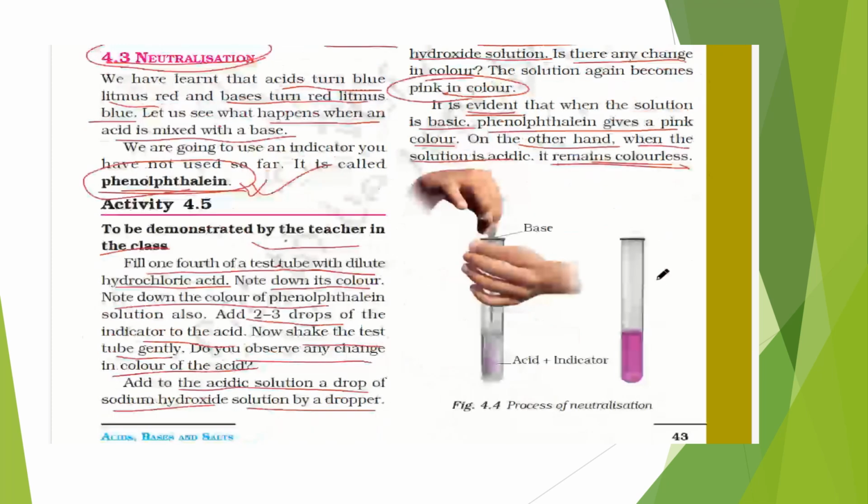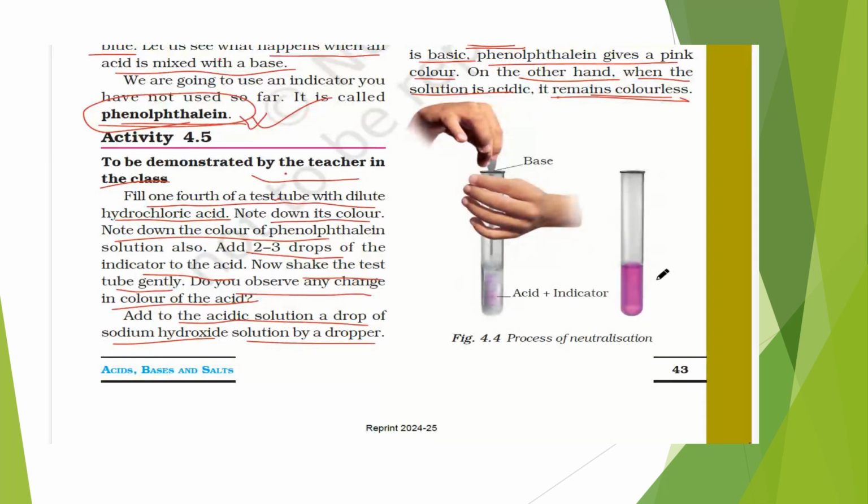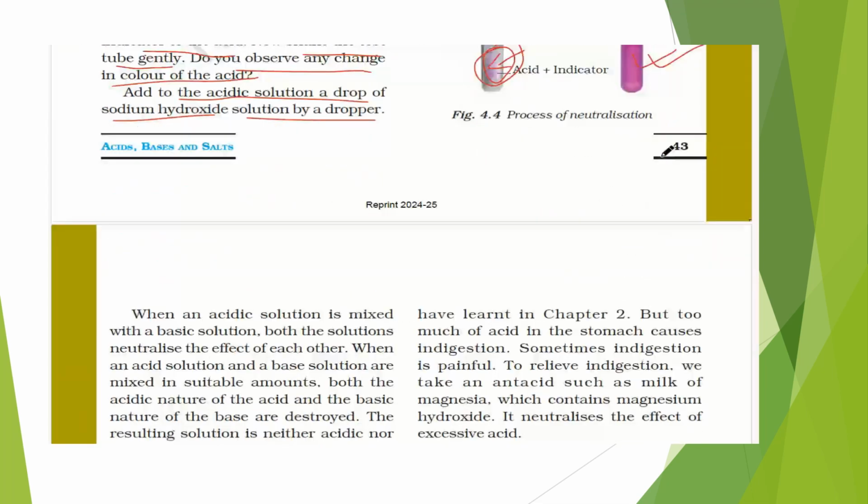Okay, so this is how phenolphthalein acts on acidic and basic solutions. When acid is added, it is colorless, and when you add a little bit of base to it, it becomes slightly pink, and this is the color of phenolphthalein. Okay, now this is the process of neutralization as shown here.